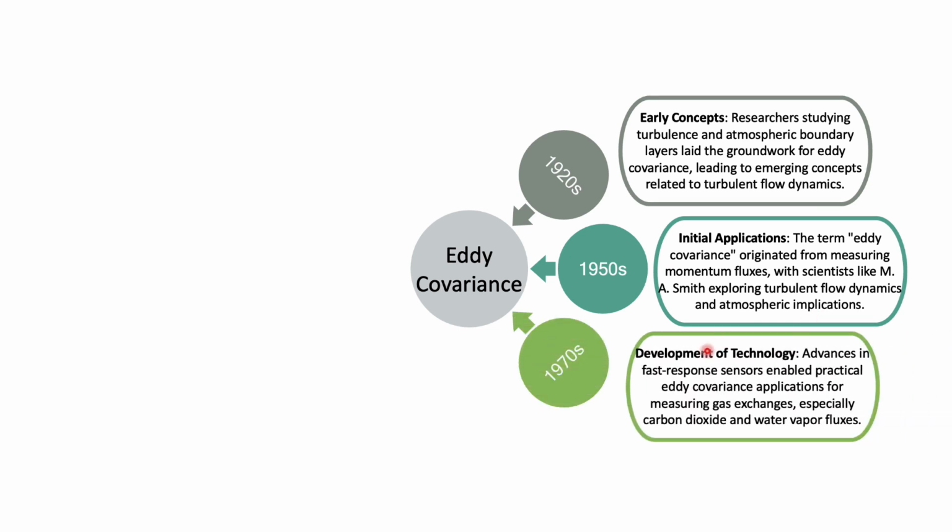And then in the 1970s, the technologies were developed. That means advances in fast response sensors made practical eddy covariance applications possible, and this helped us measure the gas exchange, especially carbon dioxide and water vapor fluxes.